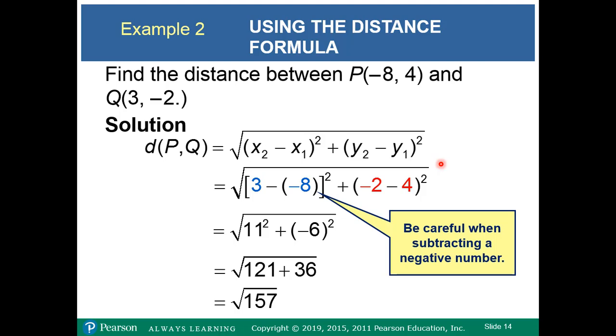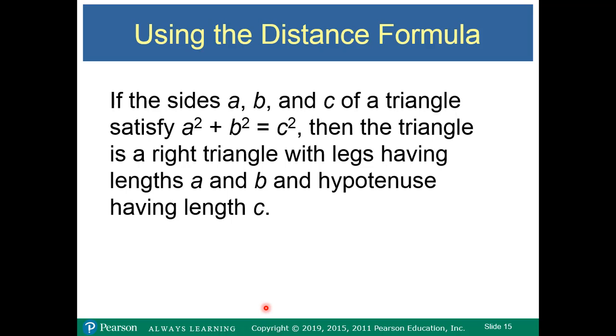Okay, and we're done. Now 157, I don't think there's a perfect square in there. So we just leave it as the square root of 157. Do not put it in your calculator. Just leave it as an exact answer.